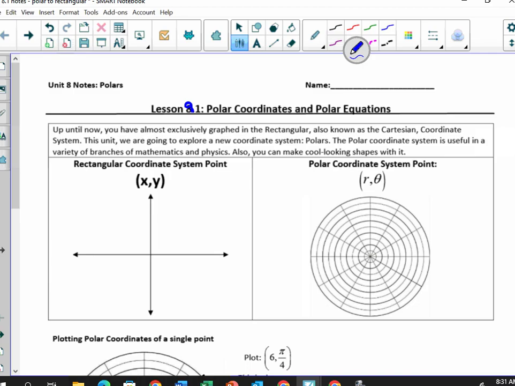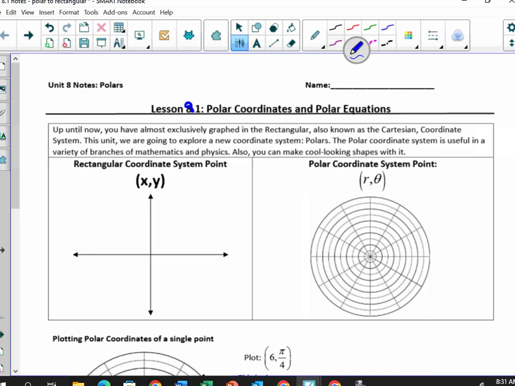Okay, guys. So we are starting polars today. Polars are different. They're a different way of graphing than what you are used to. So you've been graphing in the rectangular coordinate system, the XY coordinate system. Now you're going to use the polar system, which is the R theta. So instead of an XY, you now have a radius and an angle that you will graph.